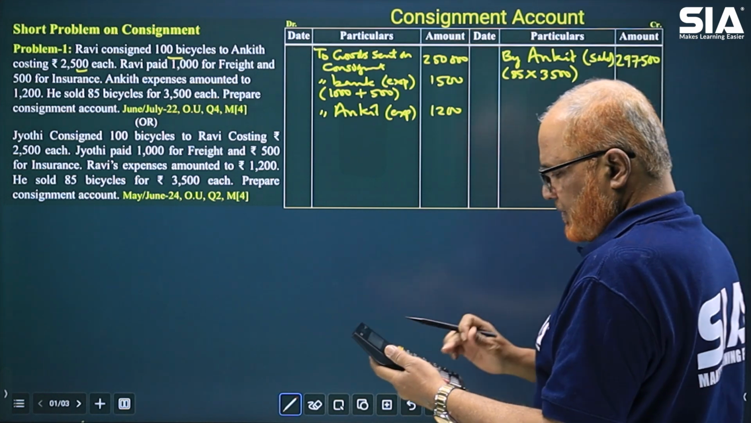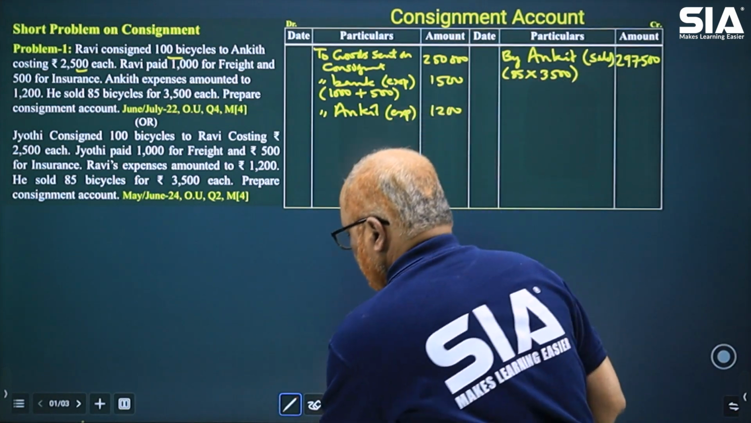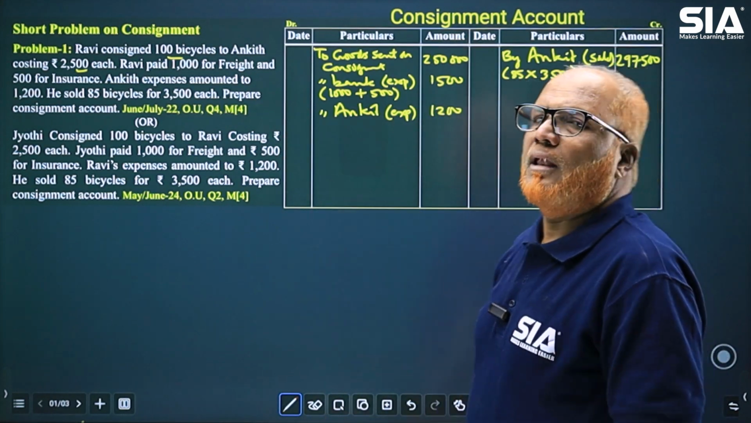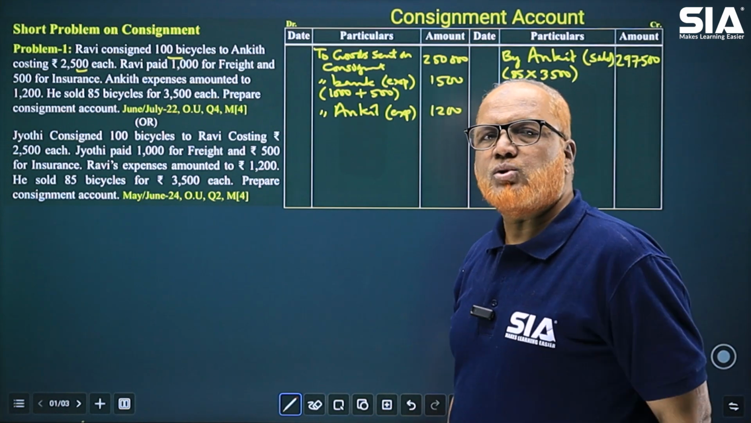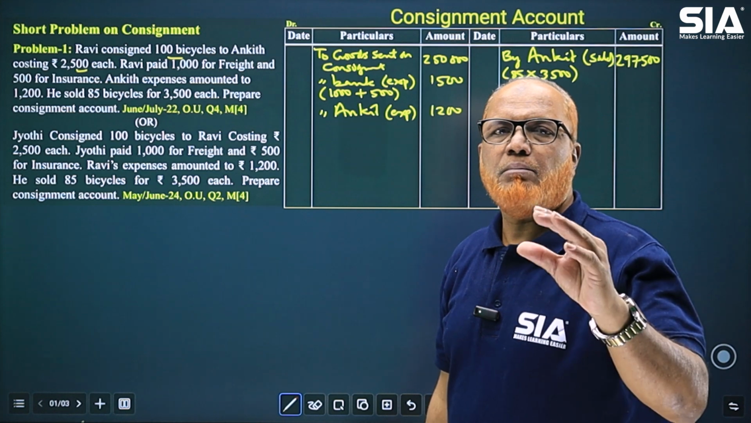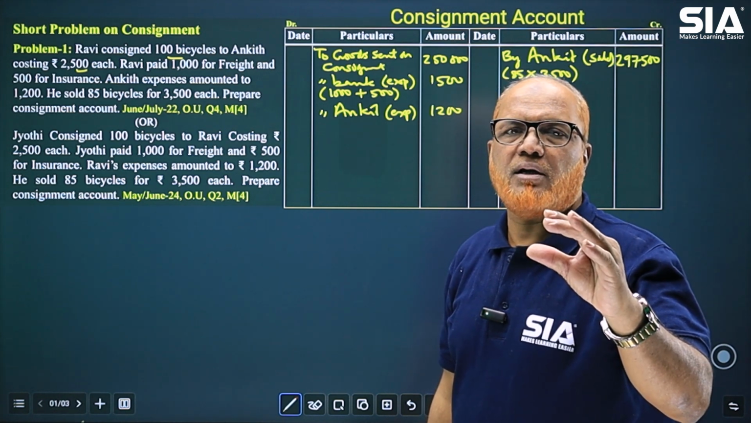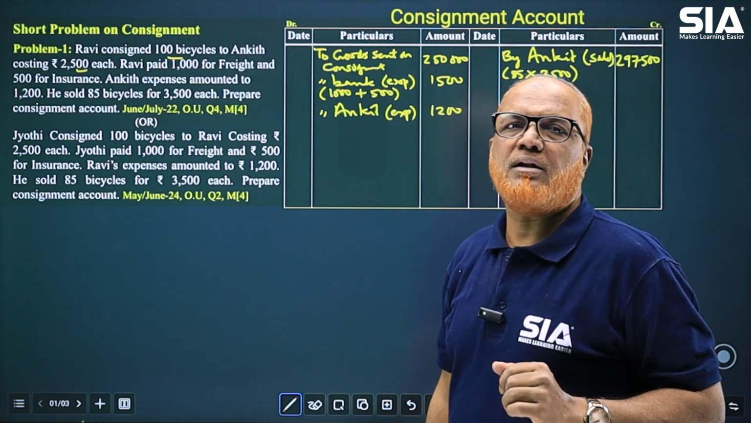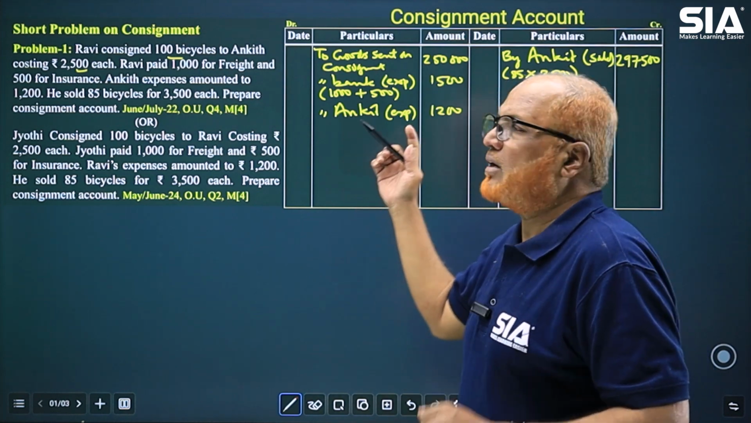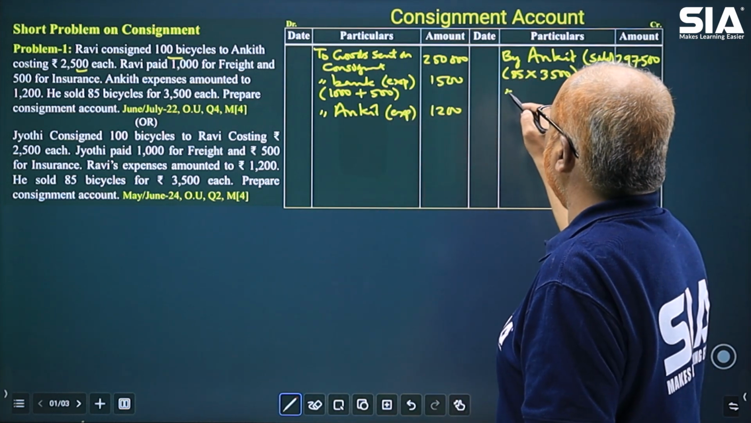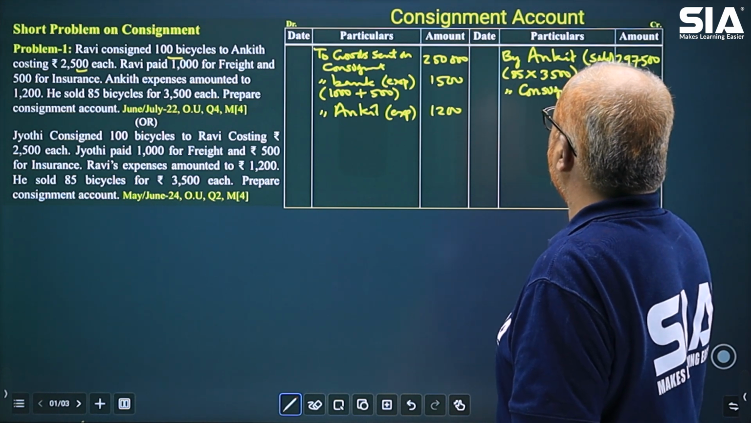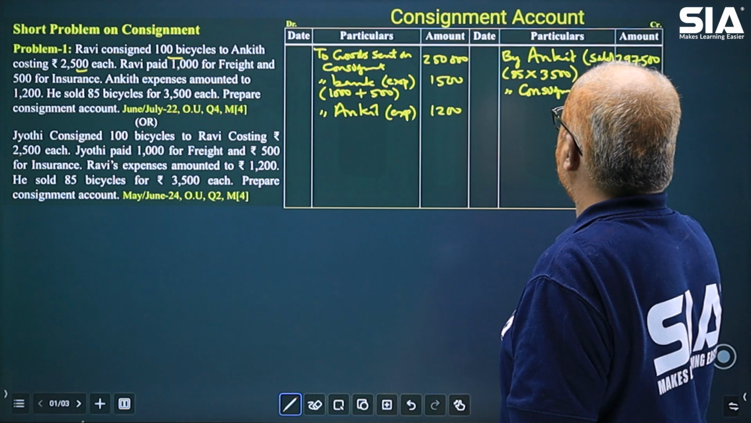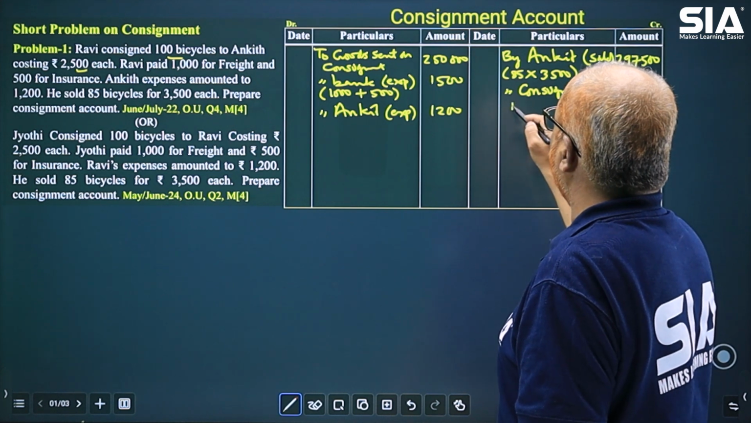2,97,500. That's all. So we have taken all the items. Now, unsold stock is there. The entry for unsold stock is consignment stock account debtor to consignment account. So consignment account should be created by consignment stock account.